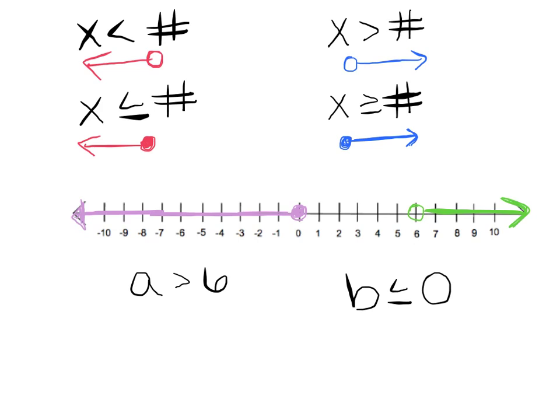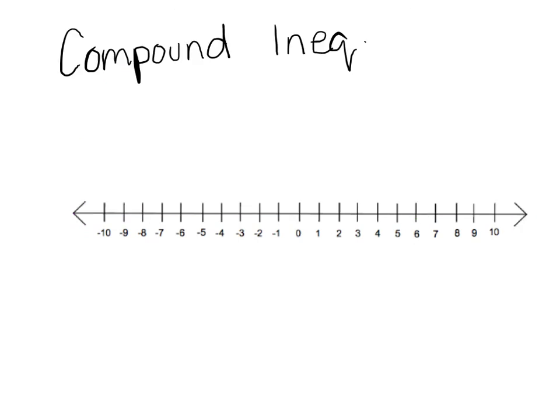There we go. There's one last type of graph I want to look at, and that's called a compound inequality. It has more than one part associated with it. So let's look at the compound inequality: -4 is less than A is less than or equal to 5. We can look at this in a couple different ways. I want to start out with that A. A is in between -4 and 5.